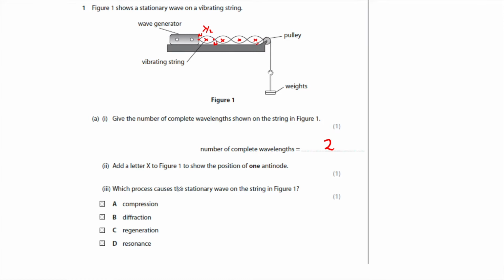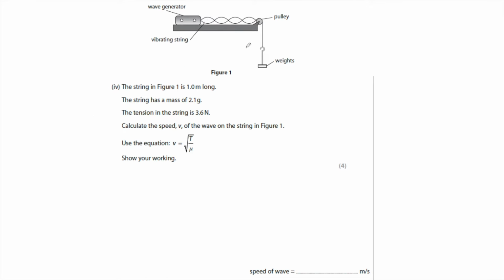Which process causes the stationary wave on the string in Figure 1? Well, of course, it is resonance. So when half a wavelength or a multiple number of half wavelengths. The string in Figure 1 is 1 meter long, so you're given the length. The mass of the string is 2.1 grams. Remember, whenever you have mass, it must be converted into kilograms. So I'm going to do that to start with.